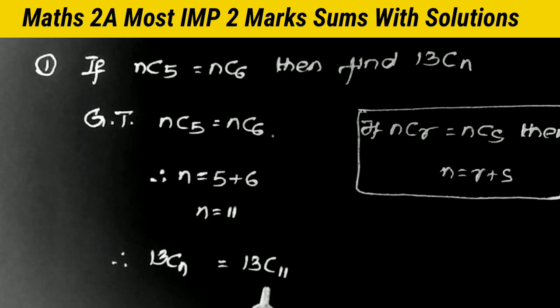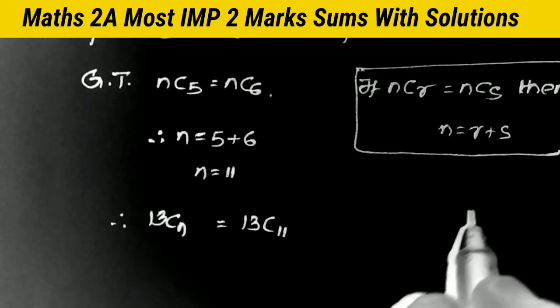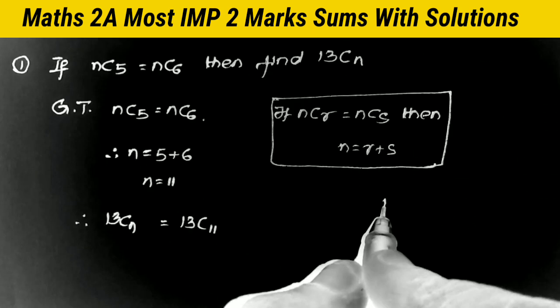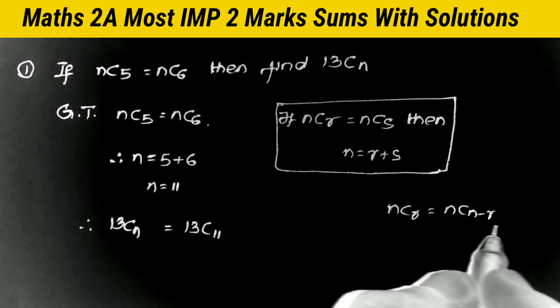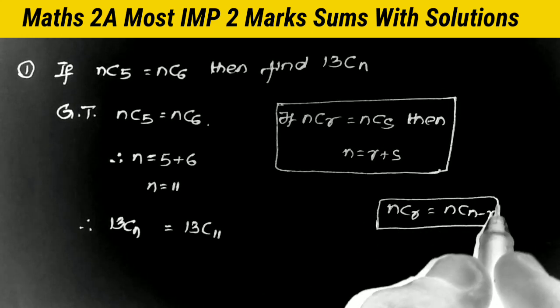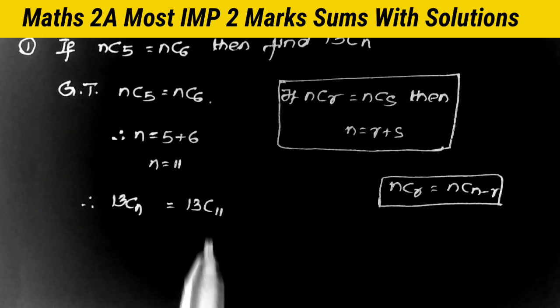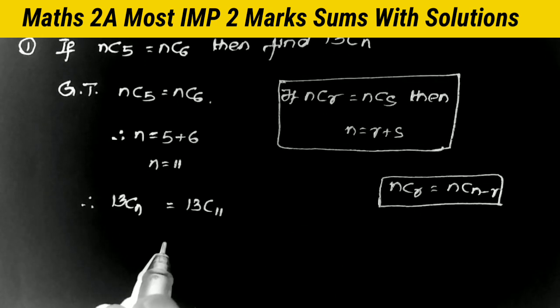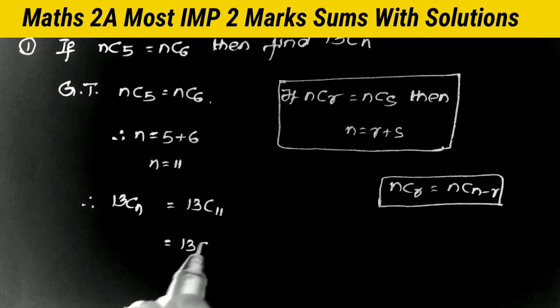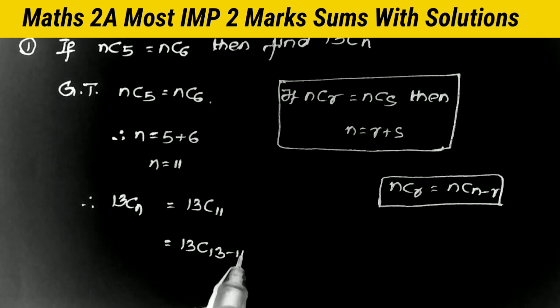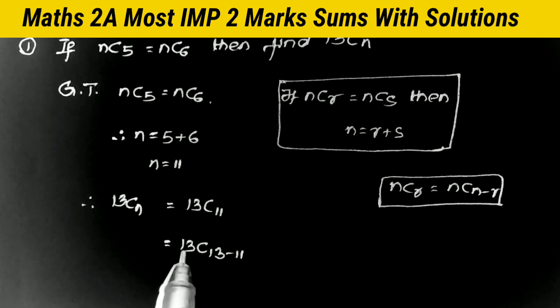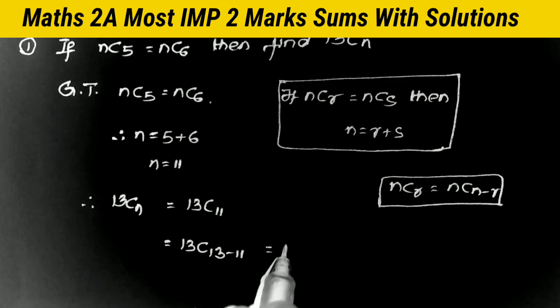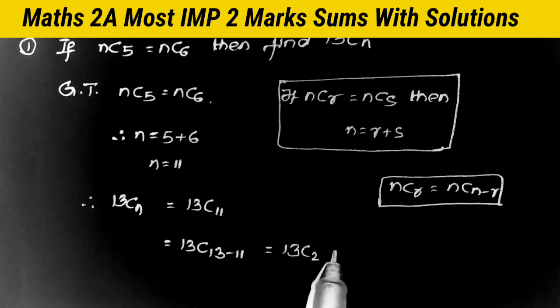To find this value, I take another formula: nCr is equal to nC(n minus r). It is easy to find this value by applying this formula. So 13C11 is equal to 13C(13 minus 11). Here n is equal to 13 and r is equal to 11. So nCr is equal to nC(n minus r), and this is equal to 13C2.